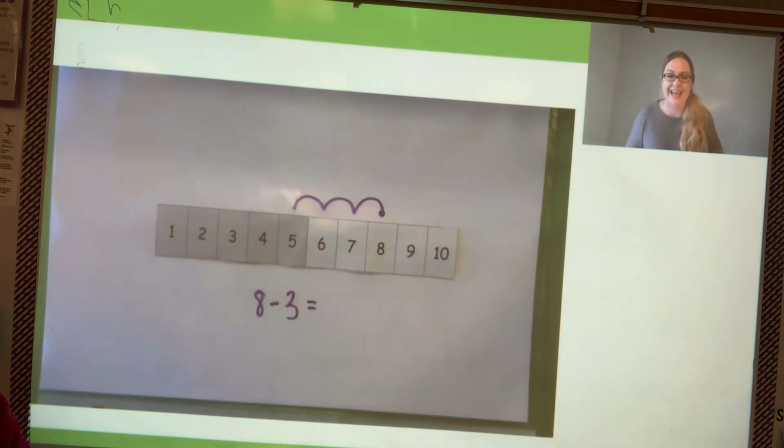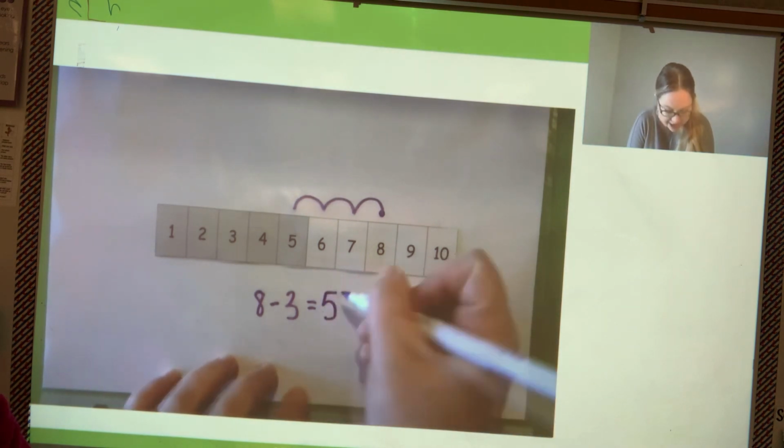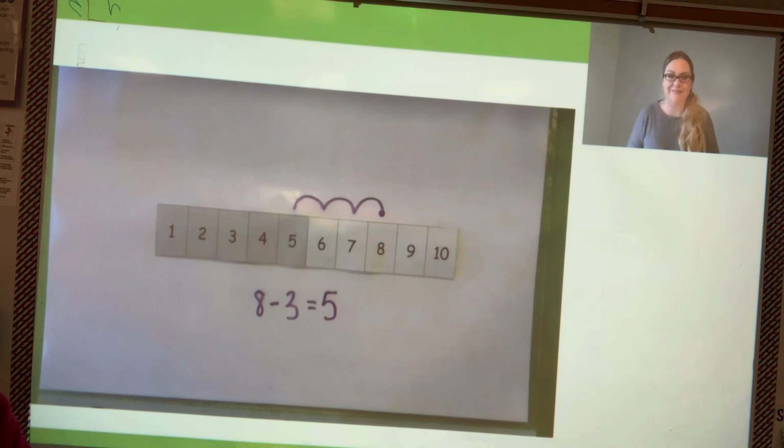And once we did that, what did it equal? Yes, 5. So we will write 5 after our equal sign. So go ahead and finish up your number sentence. Now let's read this number sentence together. Okay, let's read it. 8 minus 3 equals 5.